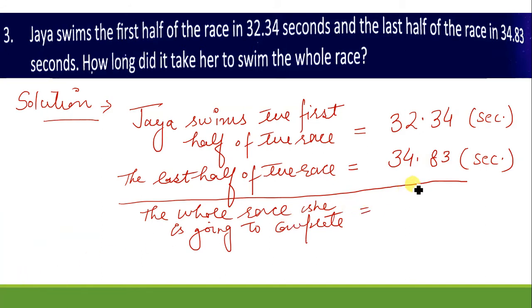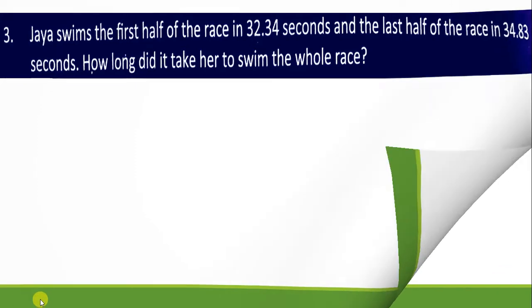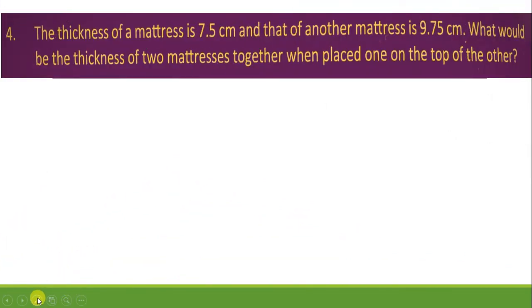Let me add: 4 plus 3, 7. 8 plus 3, 11, then carry 1. 4 plus 2 plus 1, 7. And 3 plus 3, 6. So how long did it take her to swim the whole race? 67.17 seconds. This is your answer. Clear?